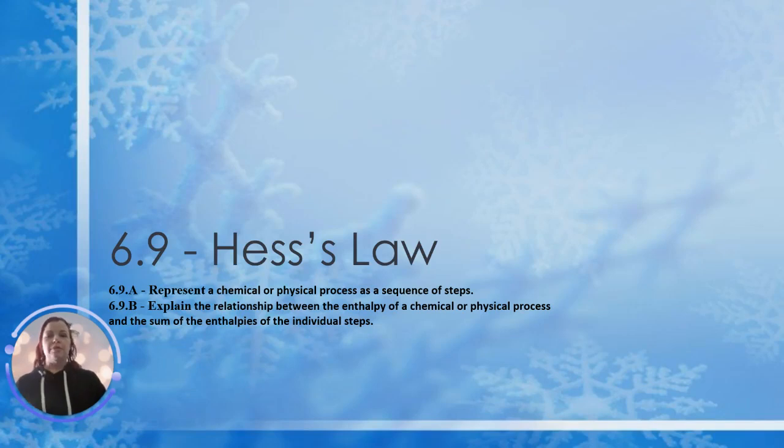We have two learning objectives today. The first one is 6.9.a, represent a chemical or physical process as a sequence of steps. And 6.9.b, explain the relationship between the enthalpy of a chemical or physical process and the sum of the enthalpies of the individual steps. So let's look at it.